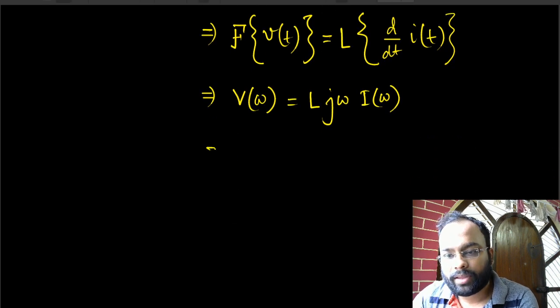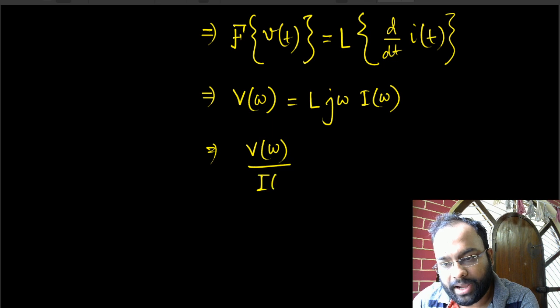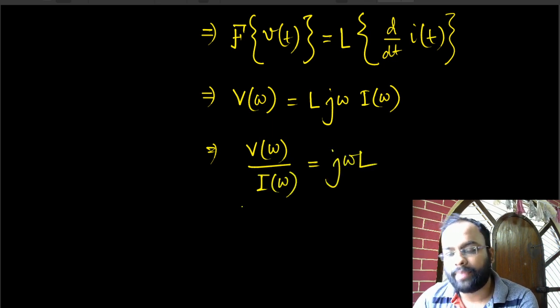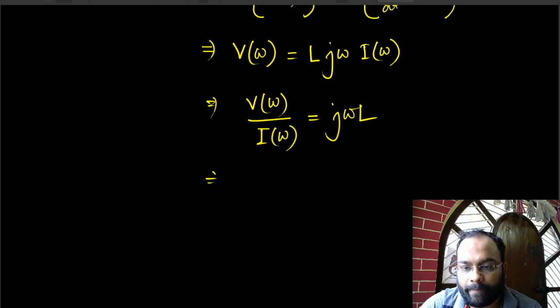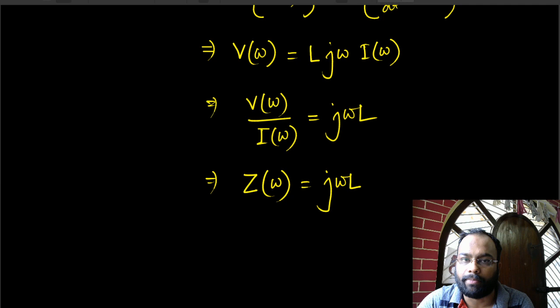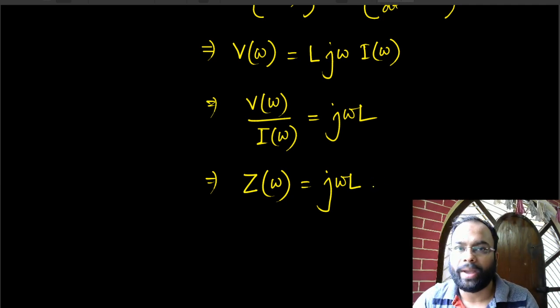So again, V(ω) divided by I(ω) was jωL, and this is the inductive impedance, right? So this is Z(ω) here. Again, this is the inductive impedance, not the inductive reactance. Inductive reactance will be just the magnitude of this, so ωL.